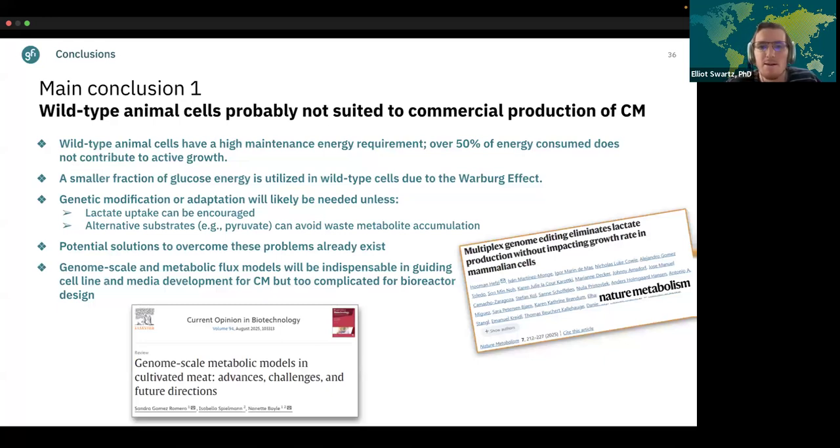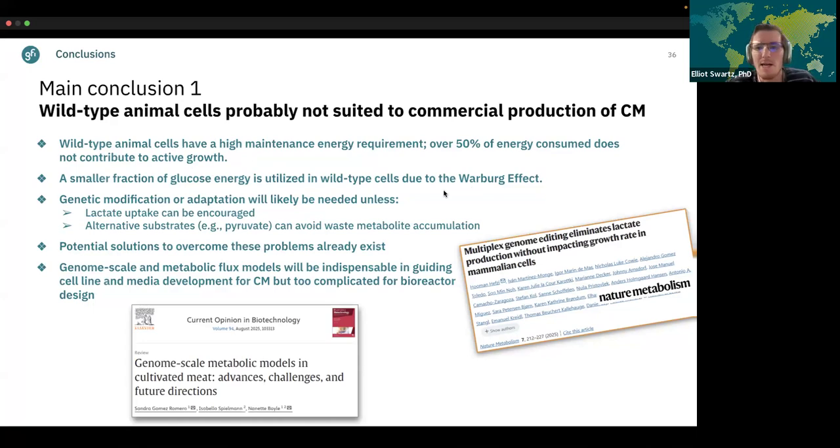The reason being that a lot of the energy is poorly utilized. It goes to maintenance rather than growth. And especially with respect to some of the key substrates like glucose, a lot of that is being, again, poorly utilized due to this Warburg effect.